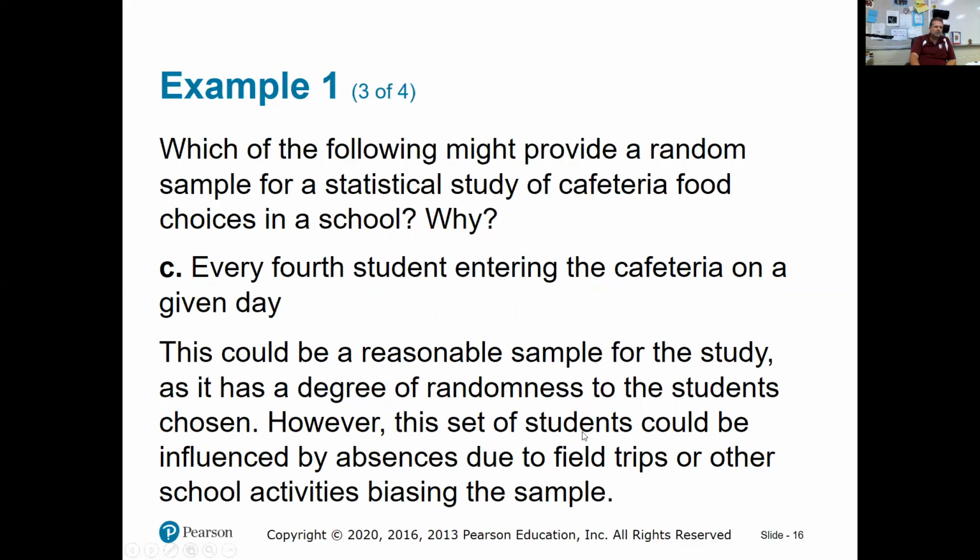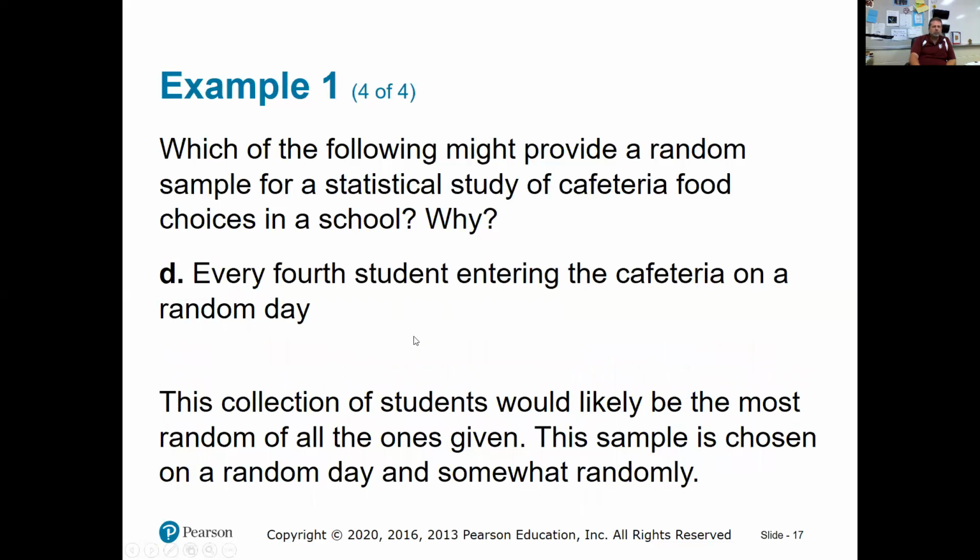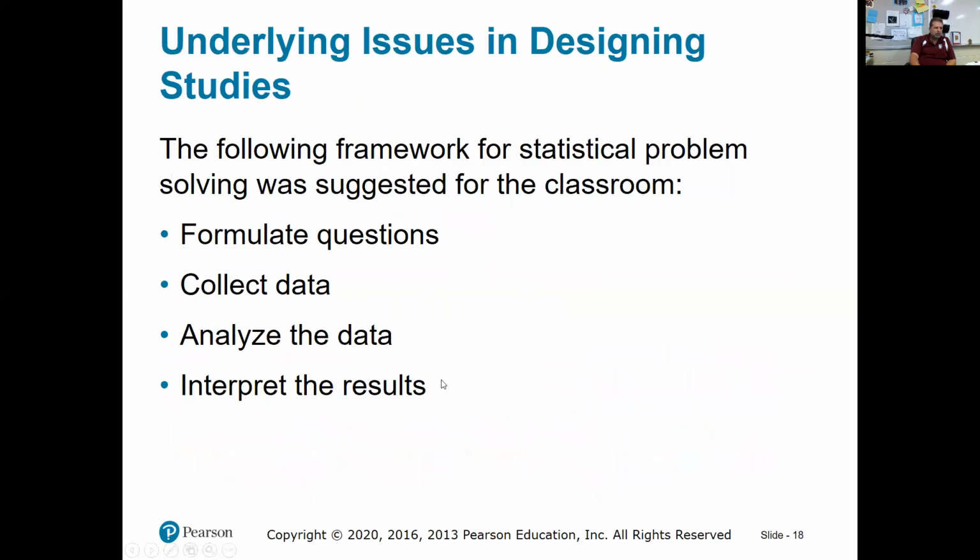It says, however, this set of students could be influenced by absences due to field trips or other school activities biasing the sample. It's better. It's more unbiased than the other ones. Every fourth student entering the cafeteria on a random day. That's very random in two ways, so that's good. Okay. All right. So the following underlying issues in designing studies.